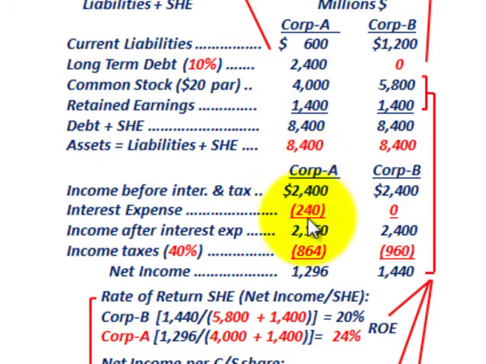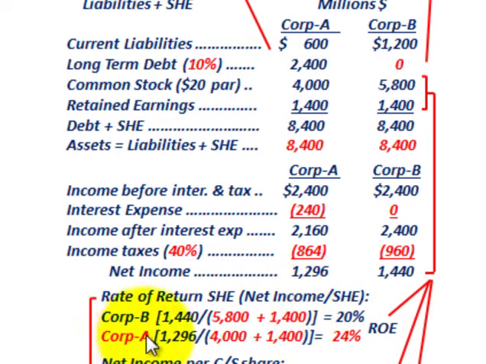So those are the numbers we want to look at here, and go back down to our shareholders' equity. For Corp B, we had $5,800,000 in equity plus the retained earnings of $1,400,000. Combining those and dividing them into our net income, we're going to get a rate of return on the shareholders' equity of 20%.